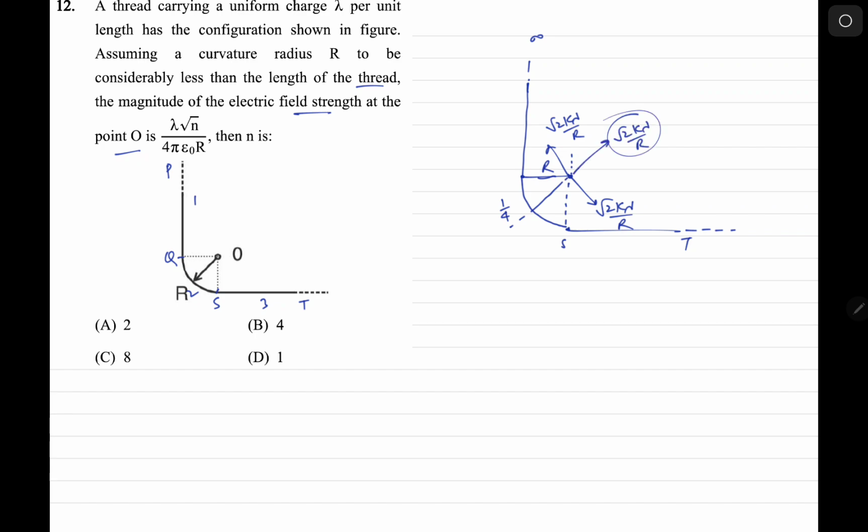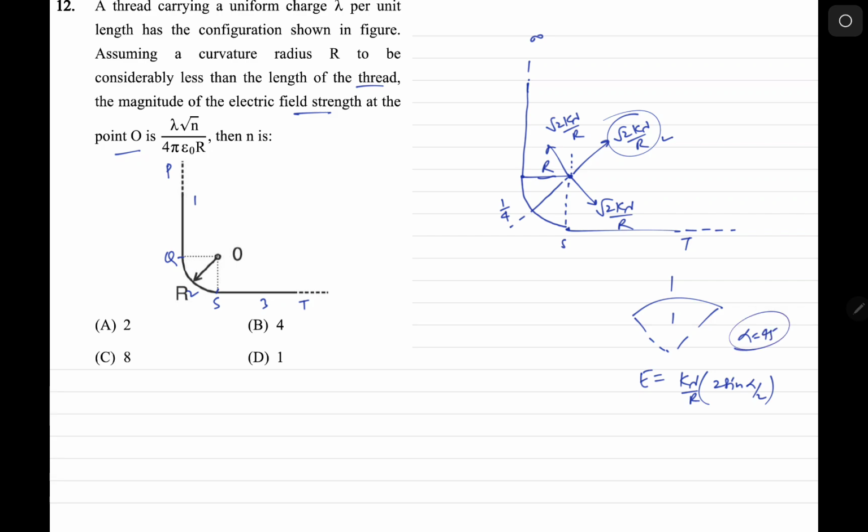So there is an electric field formula due to the arc wire. If you don't know how it comes, please check the formula. The electric field due to the arc-shaped wire: I'll just write the formula, K lambda by R, 2 sine alpha by 2. Alpha value here is 45. If you put this value here, you get root 2 K lambda.